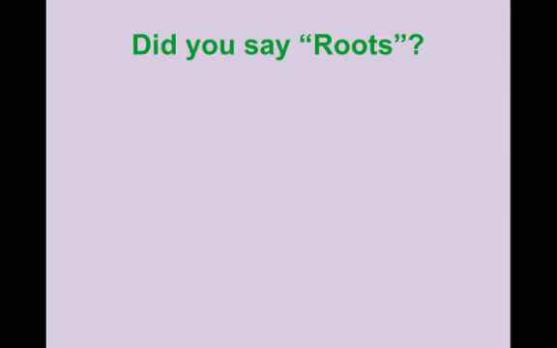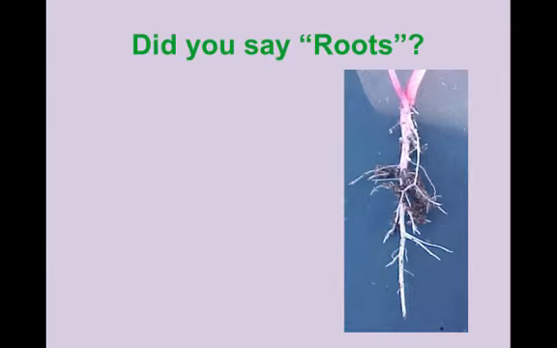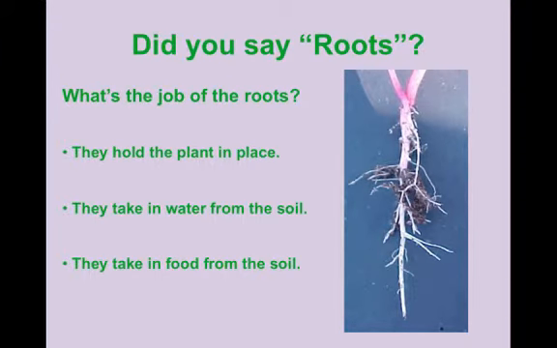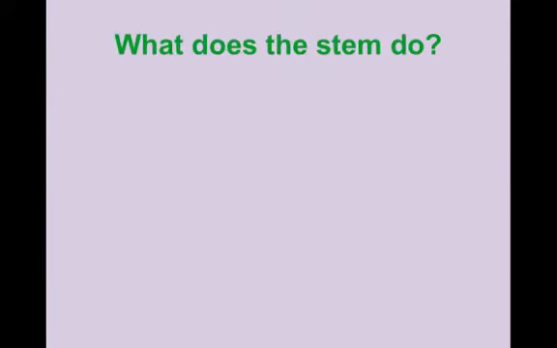So let's take a look at the roots. There's a picture right there to the right. The function of the roots, what do they do? First off, they hold the plant in place. So the roots act as an anchor for the plant. They take in water from the soil and they take in food from the soil. So if it was not for the roots, the plant would not be able to survive because it would not receive the nutrients and water it needs to thrive in certain situations.